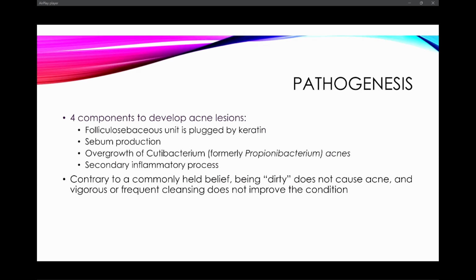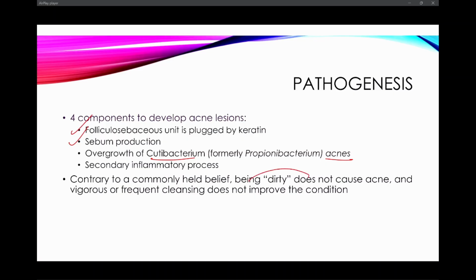So there are 4 components to develop acne lesions. 1, you need that unit to be plugged by keratin. So the folliculosebaceous unit, the hair and the oil gland, they have to get plugged up somehow. And it's usually keratin, the sloughing skin cells get stuck inside there. Second, you need sebum production, which is the oil. That has to keep going. The next thing is overgrowth of Cutibacterium acnes, which is the actual bacteria that causes acne. It used to be called Propionibacterium, but they changed to Cutibacterium. I don't know why, but it's called Cutibacterium now. C. acnes. And you need a secondary inflammatory process as well.